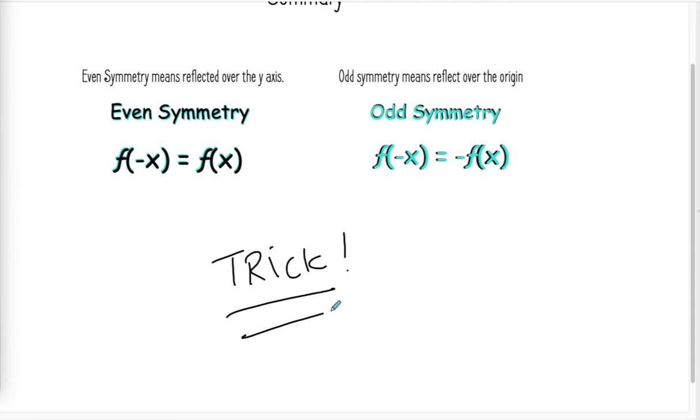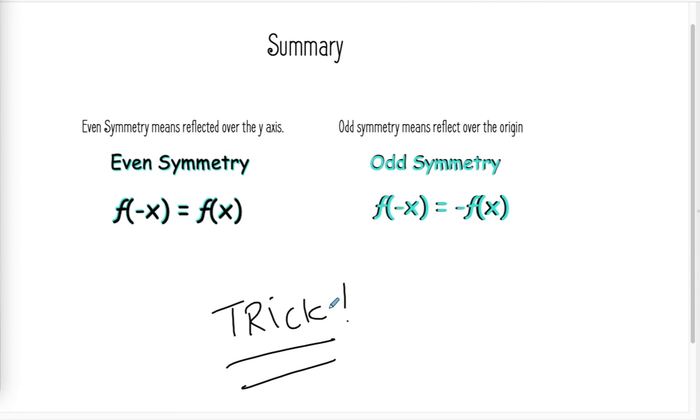For now, this is your summary of the lesson. Even symmetry means we're reflected over the y-axis, and when we reflect over the y-axis, that means the x's change to negatives. Odd symmetry means we reflect over the origin and we get opposites. When we put in a negative x, out will come a negative y.